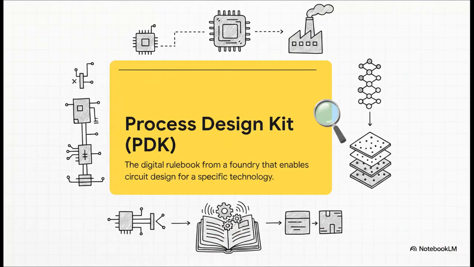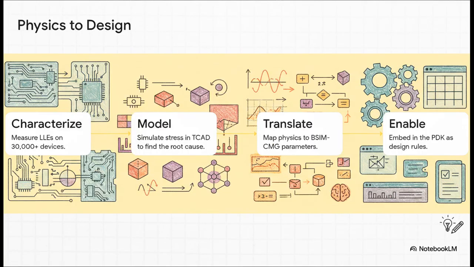All of that intelligence, the measurements, the physics simulations, the BIM models, the whole shebang, it all gets packaged up into what's called a Process Design Kit, or PDK. You can think of this as the official rulebook that the chip factory, the foundry, gives to the designers. It has literally everything they need to know to make sure their chip will actually work on that foundry's specific process. So let's put it all together.